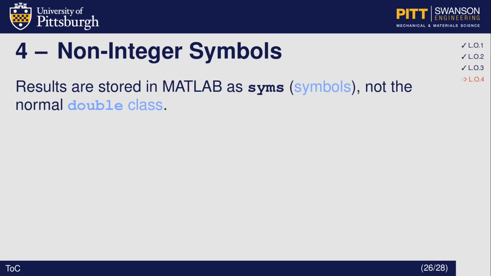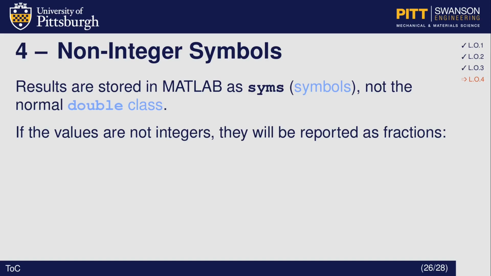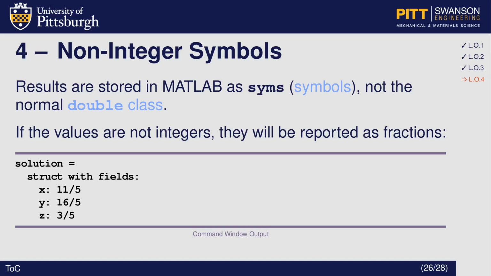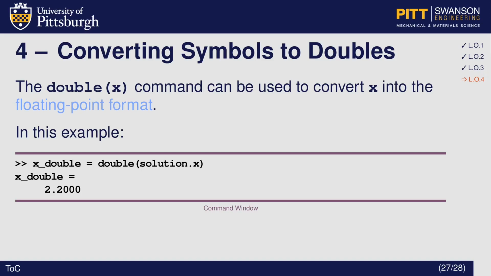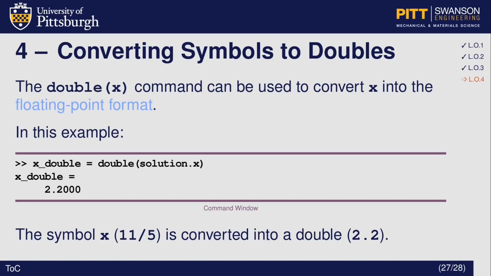These results are stored as symbols in MATLAB, not the normal double class. That means that if the values are not integers, they will be reported as fractions when the output is displayed. Here, the rational values are not simplified at all in the output. The double command can be used to convert its argument into the floating point format. I won't go into that format right now, but if you're interested, feel free to look at the documentation linked here. Passing solution.x into the double command returns 2.2. So in this example, the value of the symbol, which was 11/5, is converted into a double, which is 2.2.